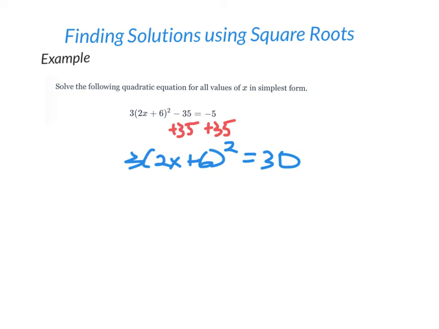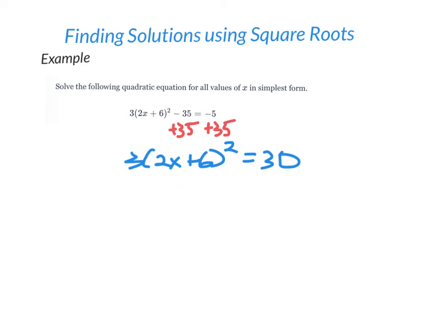Now, notice that we have a couple things going on here. This 2x plus 6 in parentheses is being squared. However, this 2x plus 6 inside the parentheses is also being multiplied times 3. Now, the inverse of multiplying times 3 is to divide by 3. So that's what we're going to do in this example. We're going to divide this side by 3.